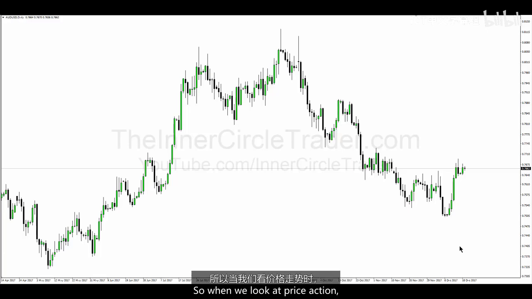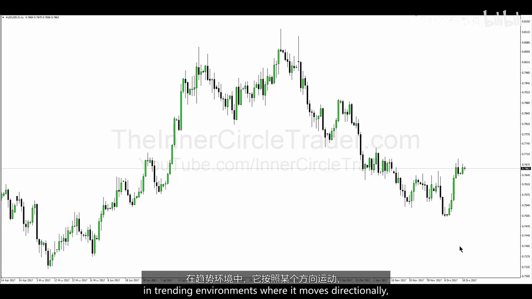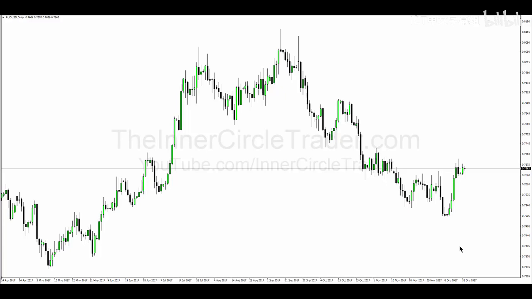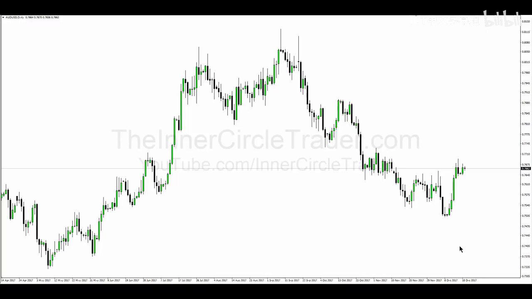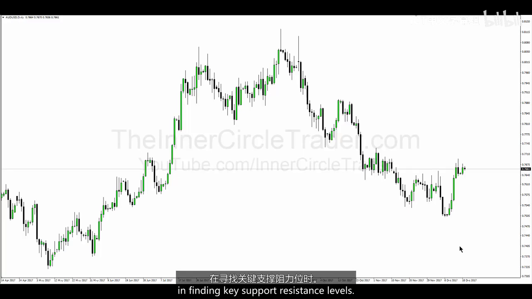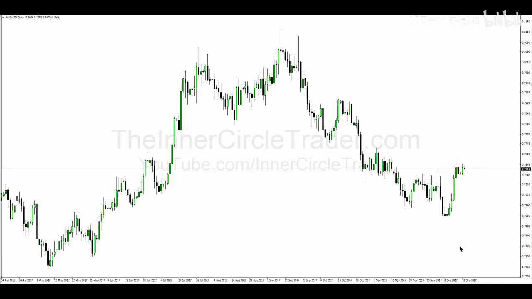So when we look at price action, there are a couple things I want to remind you of. There are times when the market moves in trending environments where it moves directionally. Then the market goes into consolidation, and then it trends again. Those two conditions are very easy to see if you just relax and try not to overcomplicate it. There are specific rules in finding key support and resistance levels, and we mentioned a few of those in the higher time frame concepts video that you should have watched prior to this one.